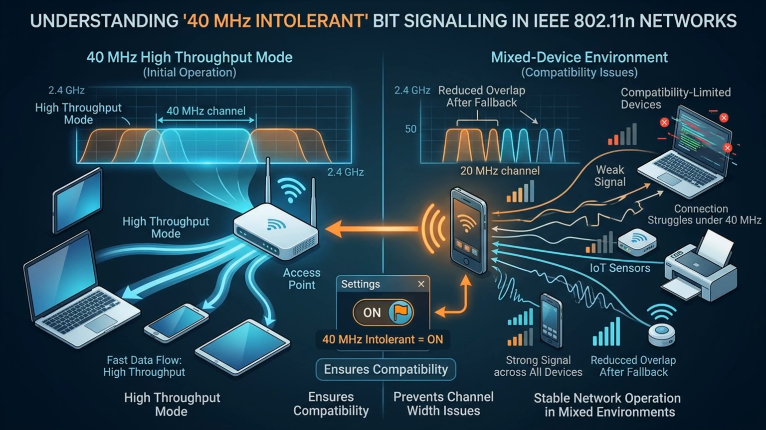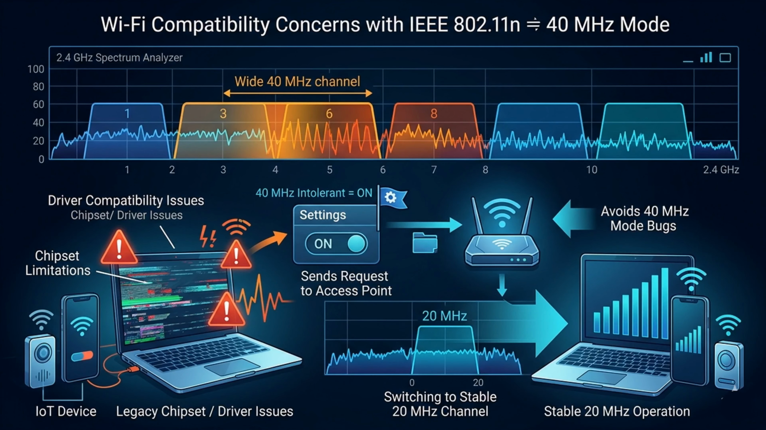The 40 MHz intolerant setting is a feature that can be useful in ensuring compatibility and smooth operation of Wi-Fi networks, especially in environments where there are devices that may have limitations or issues with wider channel widths. For example, compatibility concerns. Some wireless chipsets or device drivers may have bugs or compatibility issues when operating in 40 MHz mode. Enabling 40 MHz intolerant mode helps avoid these problems.